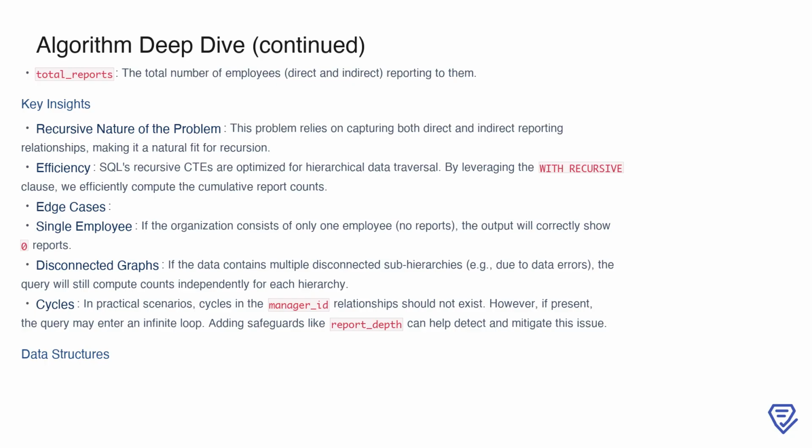Several insights emerge from this problem. First, the recursive nature of the computation is essential for capturing both direct and indirect reporting relationships, which are core to the problem. Second, recursive CTEs in SQL are highly optimized for traversing hierarchical data, making them the ideal choice for this task. Lastly, edge cases like organizations with a single employee or data with disconnected subhierarchies can be handled gracefully. However, cycles in the hierarchy, which are not typically expected, could lead to infinite recursion. To prevent this, safeguards such as a maximum recursion depth or cycle detection can be implemented.